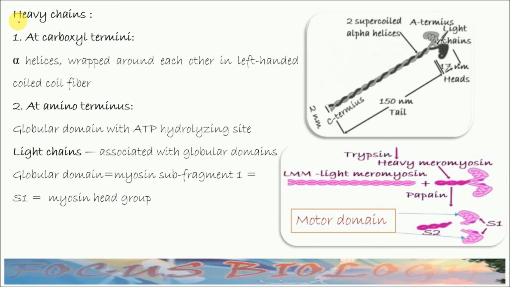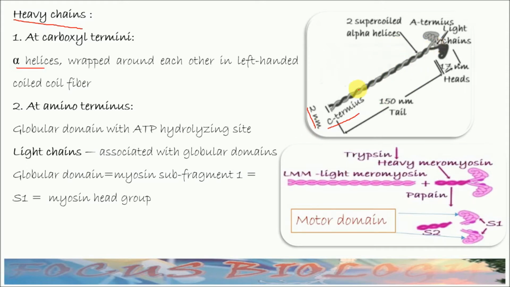Next, now we will see heavy chains. This is the heavy chains. Here it is. This one. It is made up of two alpha helices. Alpha helices are wrapped around each other in a left-handed manner, right? They are coiled fiber structure. This is its C terminus end. Its diameter at C terminus end is about 2 nanometer.